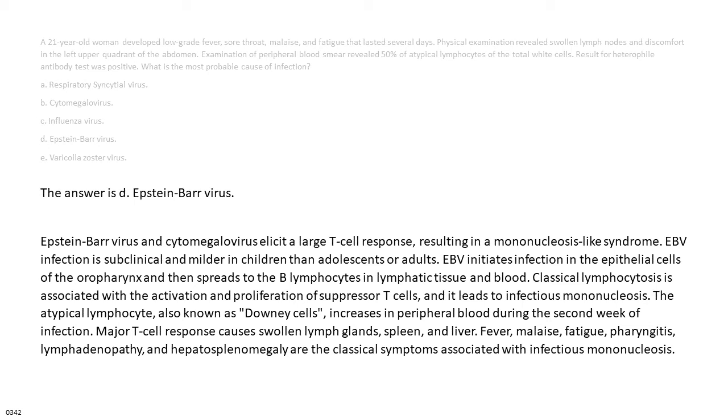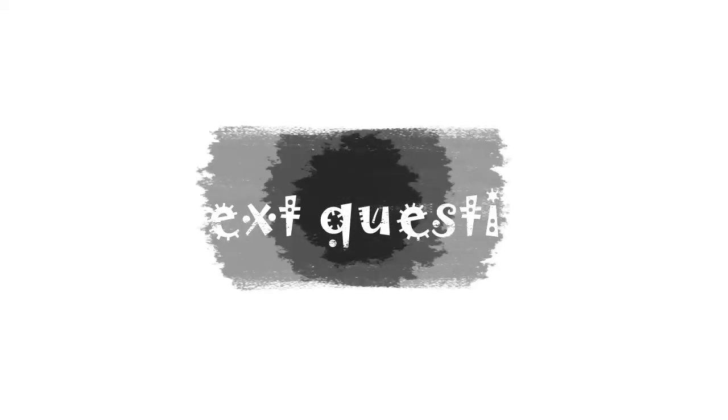Classical lymphocytosis is associated with the activation and proliferation of suppressor T cells, and it leads to infectious mononucleosis. The atypical lymphocyte, also known as Downey cells, increases in peripheral blood during the second week of infection. Major T-cell response causes swollen lymph glands, spleen, and liver. Fever, malaise, fatigue, pharyngitis, lymphadenopathy, and hepatosplenomegaly are the classical symptoms associated with infectious mononucleosis.